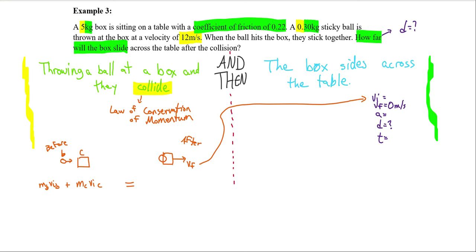And it looks like I have one object, right? It's the ball and the crate stuck together, and I'd be able to find that one velocity that they have. Let's plug in the variables and see what we have.